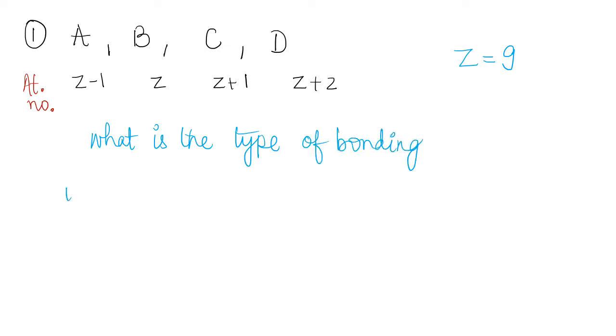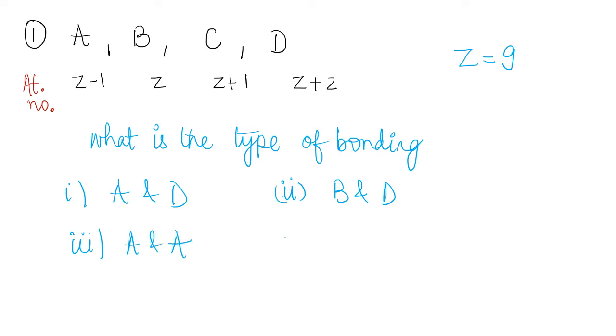First part is A and D. Second part is B and D. Third, A and A. And the fourth one, B and B. So this is our question. The atomic numbers of 4 elements A, B, C, D are Z-1, Z, Z+1, Z+2. So tell me, what is the type of bonding between A and D?